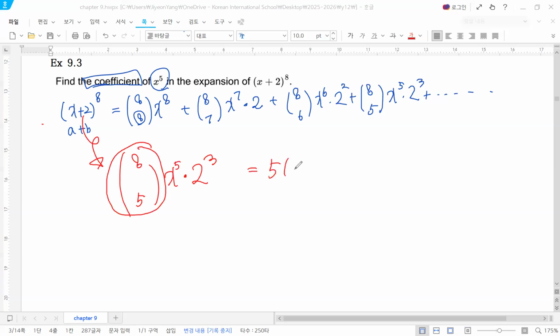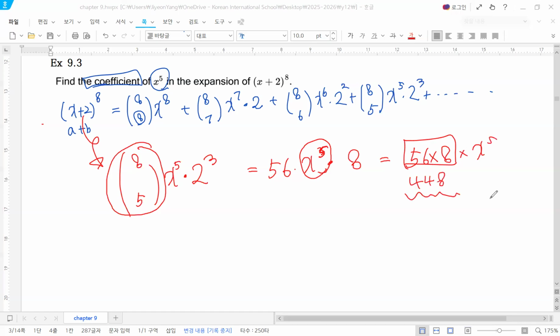56 times x to the power of 5 times 2 cubed, which is 8. So the coefficient of x to the power of 5 means the number which is multiplied in front of x. Do you understand? So you need to calculate 56 times 8, x to the power of 5. What is this? 448. Therefore, this is the coefficient of x to the power of 5. Students, do you understand? Please tell me if you don't understand.